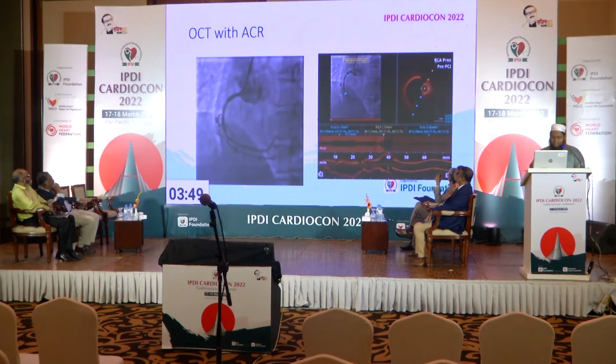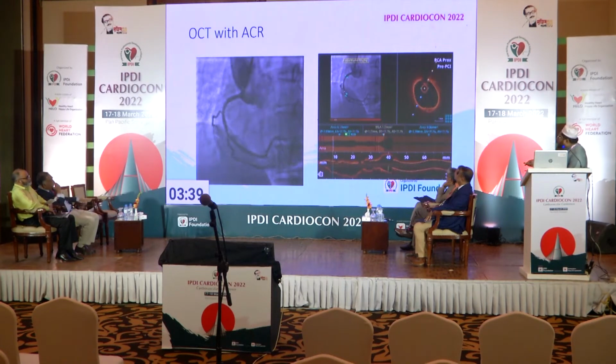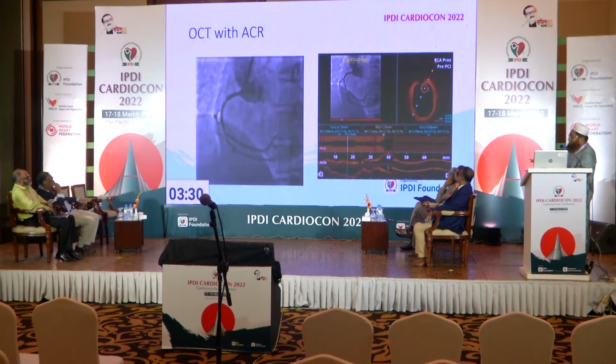You can appreciate the nice picture of the OCT. In this OCT and ACR, the ACR shows a length of 37.2 millimeter. QCA shows 20 millimeter, but ACR shows 37.2. OCT also describes the morphology of the vessel lesion. So we changed our decision, and we took a 3 by 38 millimeter DES and deployed it at 12 atmospheres.